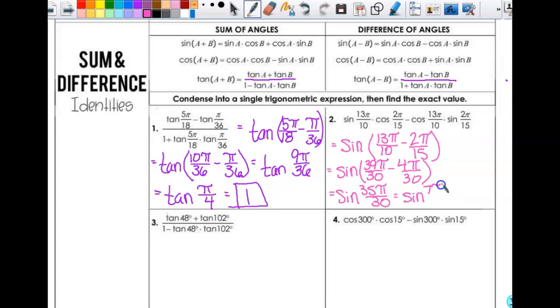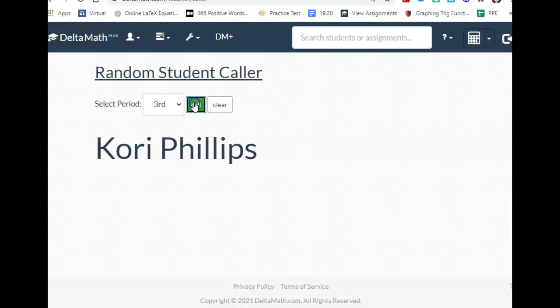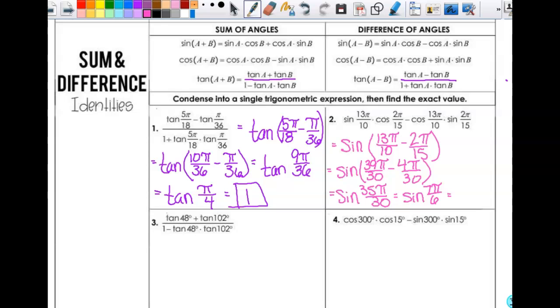It is 7 pi over 6. Then sine of 7 pi over 6 is something we should know. Corey, sine of 7 pi over 6. First of all, what quadrant would that be in? You got it. It is in the third quadrant. Is sine positive or negative? Negative. Then we just have to worry about what sine of pi over 6 is, and what's that? You got it. So it's negative 1/2. Everybody good? Any questions at all?